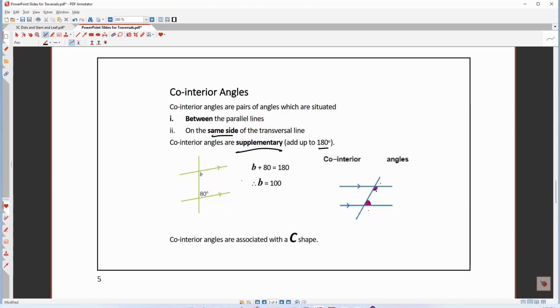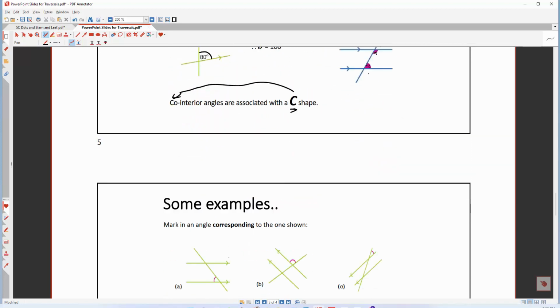We heard the word supplementary the other day. They add up to 180 degrees. That basically means that if I know this angle here is 80 degrees, then I know that this angle here must be 100 degrees. How did I know that? Because co-interior angles must add to 180 degrees. Usually we associate co-interior angles with a C shape, which is helpful when we talk about co-interior starting with a C.